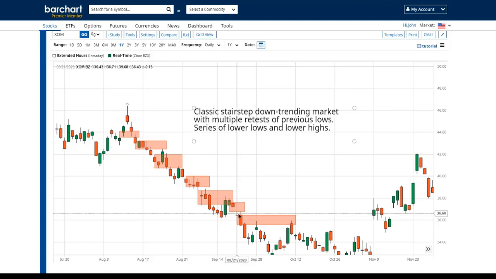Okay, so I want to show you two more patterns, but I do want to see if I can get to a couple more questions. Let's see. I'm not going to go into options right now in terms of price action. So I see a lot of options type questions.